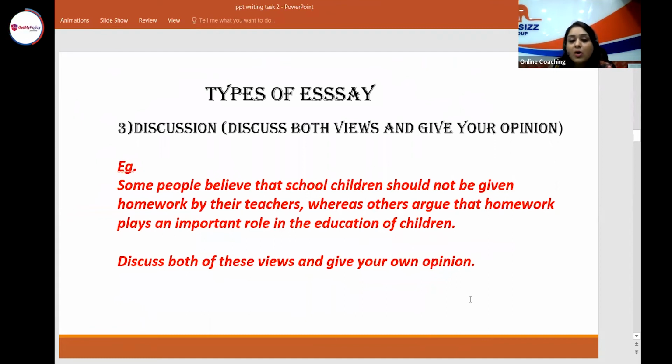Now, opinion always comes in the introduction part and in the conclusion part. So be careful: wherever the examiner asks you to give your opinion, you have to write it, because this is your task and the examiner is assessing whether you're following it or not.